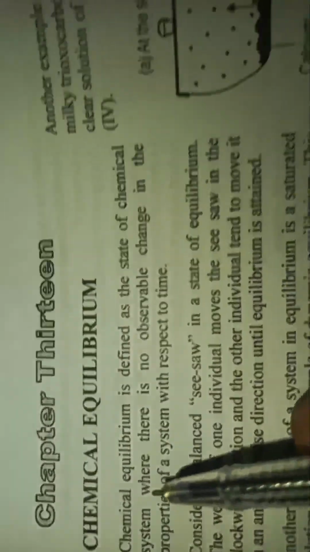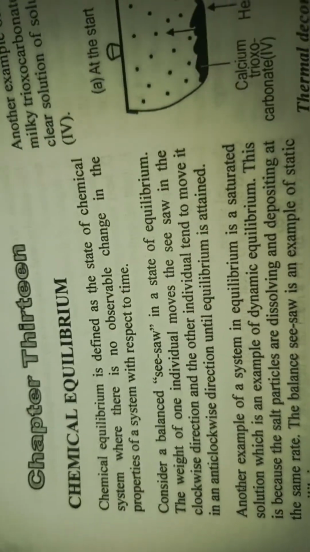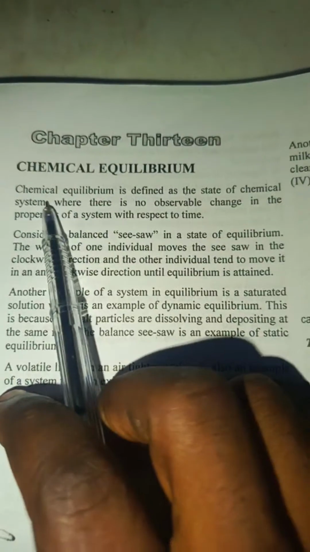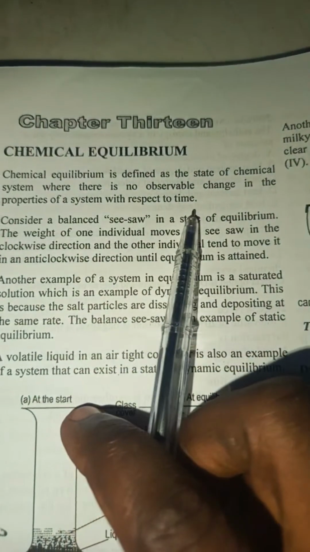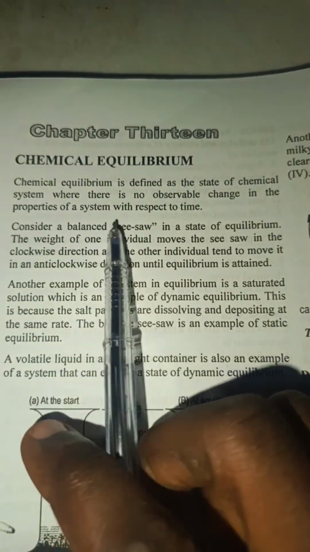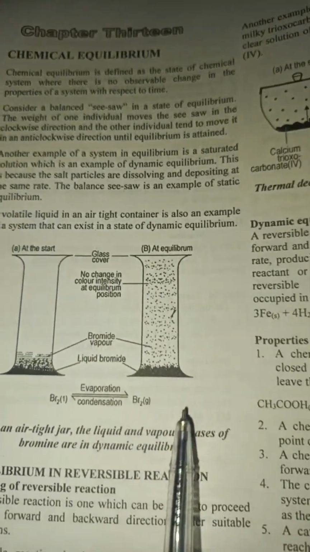Now, looking at this, we have chemical equilibrium. I'll be taking it line by line. Chemical equilibrium is defined as the state of a chemical system where there is no observable change in the property of the system with respect to time. That is when the forward reaction is the same thing as the backward reaction.